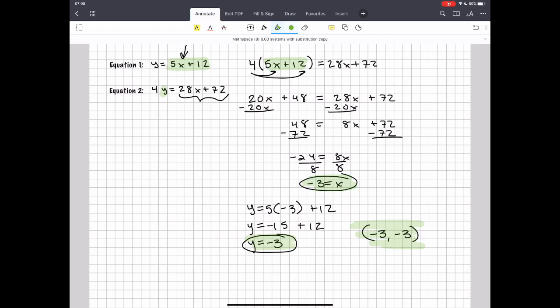So that's system of equations. It might seem like a lot, so take your time as you go through these. Refer back to the video as you're solving the problems in Mathspace. And feel free to use a calculator to help you with multiplication and addition, but really focus on the substitution part. If you have any questions, email me, and I'll get back to you as soon as I can.